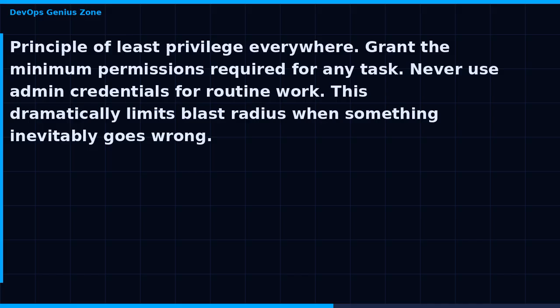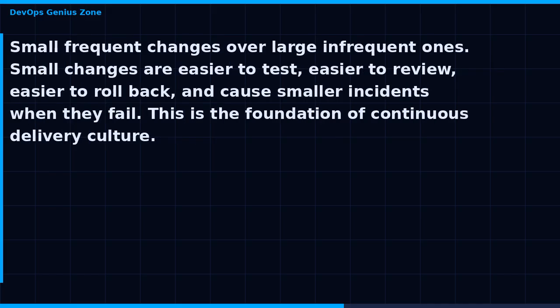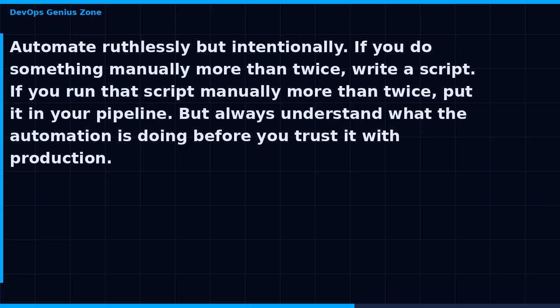Automate ruthlessly but intentionally. If you do something manually more than twice, write a script. If you run that script manually more than twice, put it in your pipeline. But always understand what the automation is doing before you trust it with production.